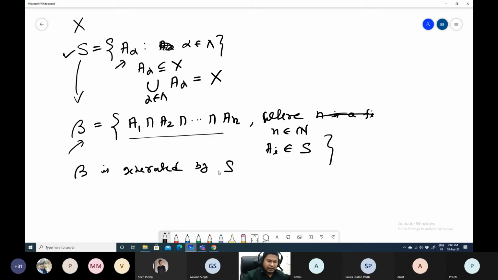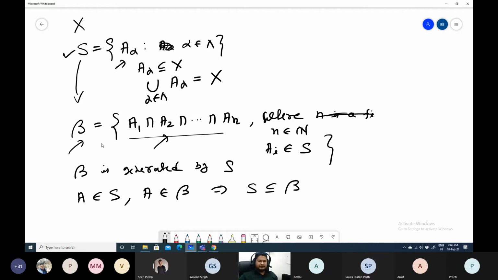Now, if we take an element A belonging to S, obviously A can be treated as the intersection of itself, so A belongs to beta as well. That means S is a subset of beta. But if you take an element of beta, it may not be in S, right?